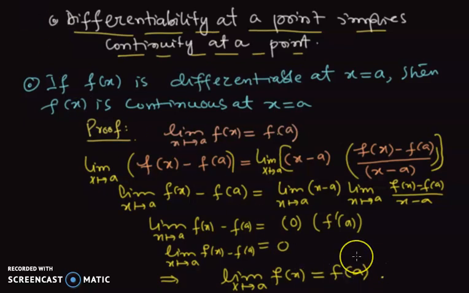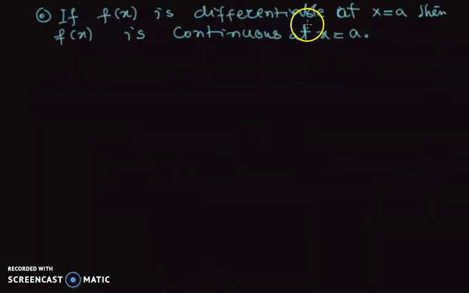Of course f must be defined at that point, because that's the simplest assumption for continuity. So if f of x is differentiable at x equal to a, then f of x is continuous at x equal to a. We just proved this. What is going to be interesting, you can see many examples. For example, f of x equal to sine x is differentiable at x equal to 0, so you can say that it must be continuous at x equal to 0. So when there is differentiability, there must be continuity.